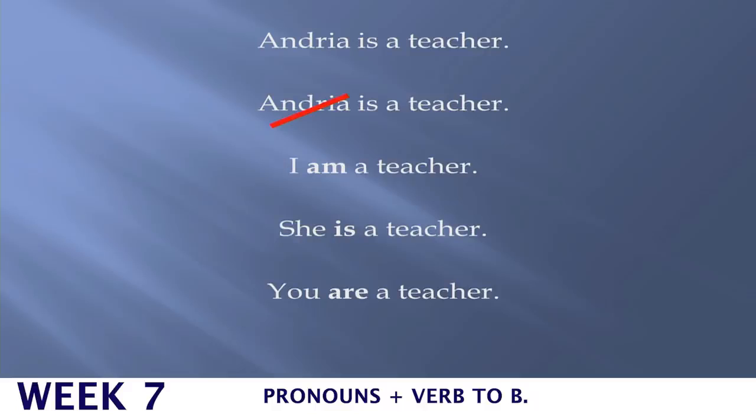So I have Andrea is a teacher. We would need to take off Andrea, so that's why you see a red line over my name, and then we would replace it with I, she, or you. So I am a teacher if I'm talking about myself. If someone is talking about me, they can say she is a teacher. And if you are talking to me, you can say you are a teacher.